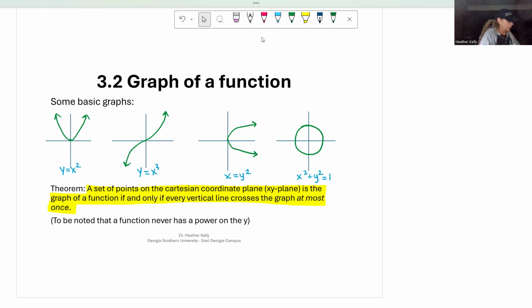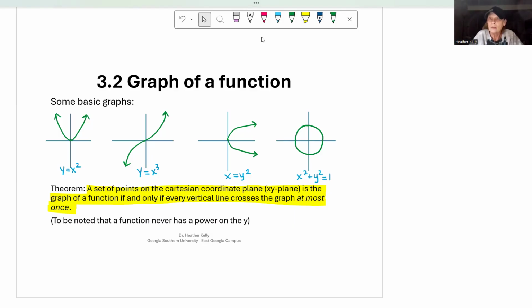Let me find where we are in my notes. Okay. All right. So here's some basic graphs. There's tons of basic graphs, but here's 4 basic graphs. Our first graph is y is equal to x squared. The second is y is equal to x cubed. The third is x is equal to y squared. And the fourth is a circle, x squared plus y squared equals 1.